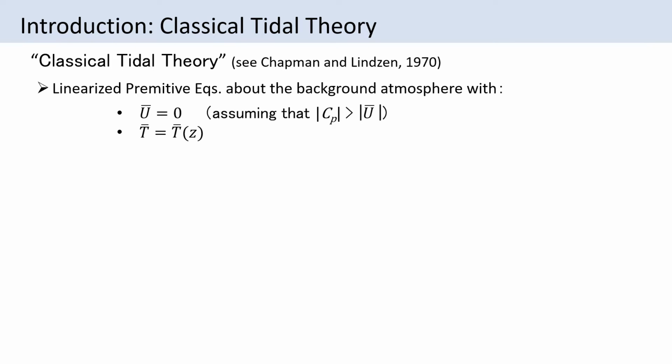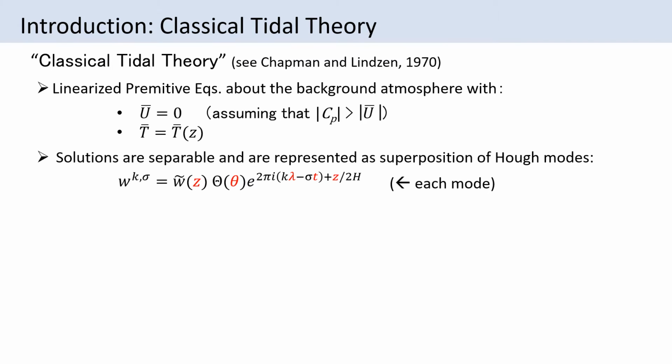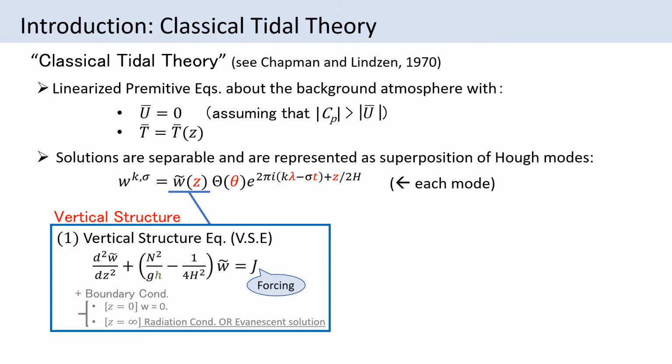And this issue is treated by the so-called classical tidal theory. So we consider linearized primitive equations about the background atmosphere with zero background winds and the temperature as a function of only height. And in this case, solutions are separable and are represented as a superposition of Hough modes.